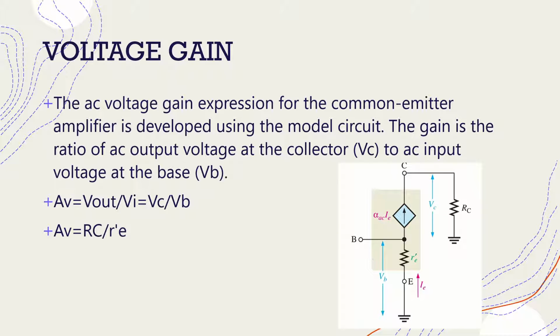Voltage gain. The AC voltage gain expression for the common emitter amplifier is developed using the model circuit. The gain is the ratio of AC voltage at the collector, VC, to AC input voltage. The equation is AV equal to V output by V input. It can also be written as VC by VB. The final equation is AV equal to RC by RE.